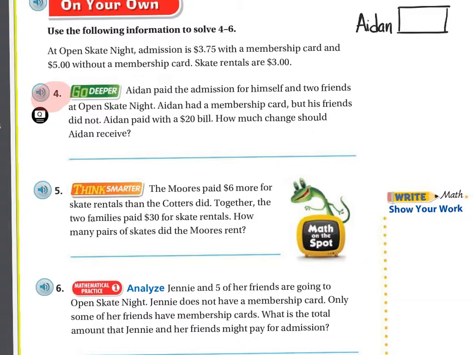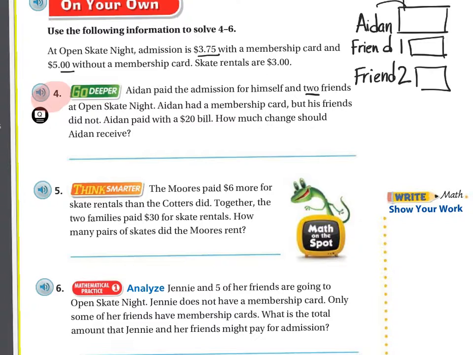Then you need to figure out how much his friends are. So he has 2 friends, friend 1 and friend 2. And then how much Aiden has a membership, so it's $3.75 and $5 without. So you're going to want to plug in correctly the amount where they go. And then if you're asking for how much total, you're going to add them together. And then that amount is going to be subtracted from the $20 bill because you're finding how much change.